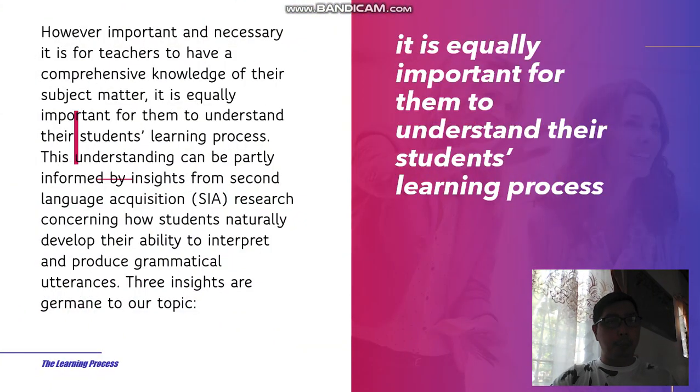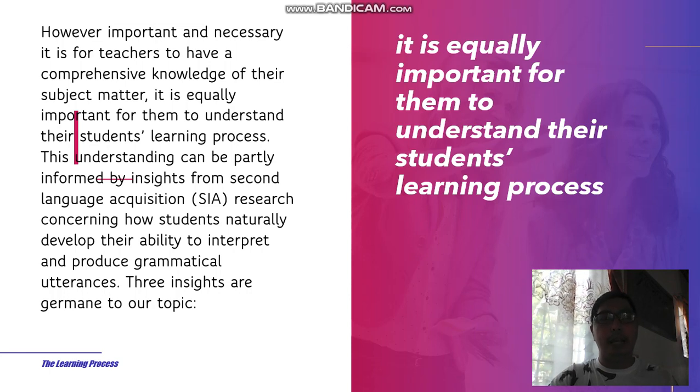However important and necessary it is for teachers to have a comprehensive knowledge of their subject matter, so definitely it's important for us teachers to have knowledge about the subject matter, the rules and grammar, because that's what we are going to teach. It is equally important for them to understand their students' learning process. We have to take note that it is also very important for us teachers to know how our students learn.